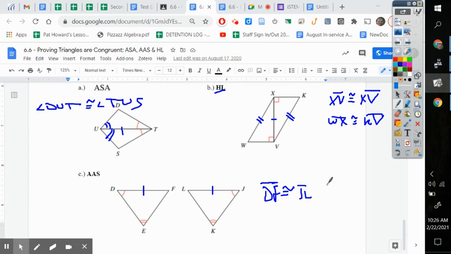Awesome. So good stuff, guys. Pretty simple. Again, we're just adding to our toolbox. We have ASA, AAS, and HL.